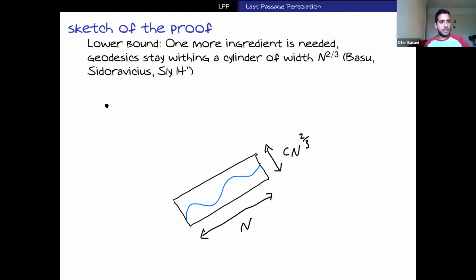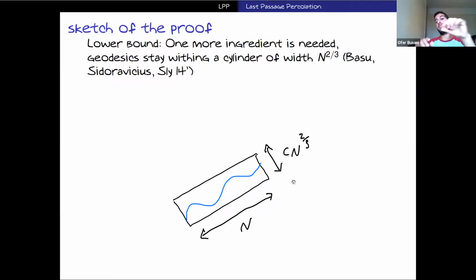Yeah. So let me go over what was needed for this improvement. For the lower bound, the most crucial ingredient that we needed was this property of geodesics to stay in a cylinder of these dimensions, n to the 2/3 and length n. And as far as I know, it originates in a paper by Balazs, Basu, and Sly, the slow bond paper.